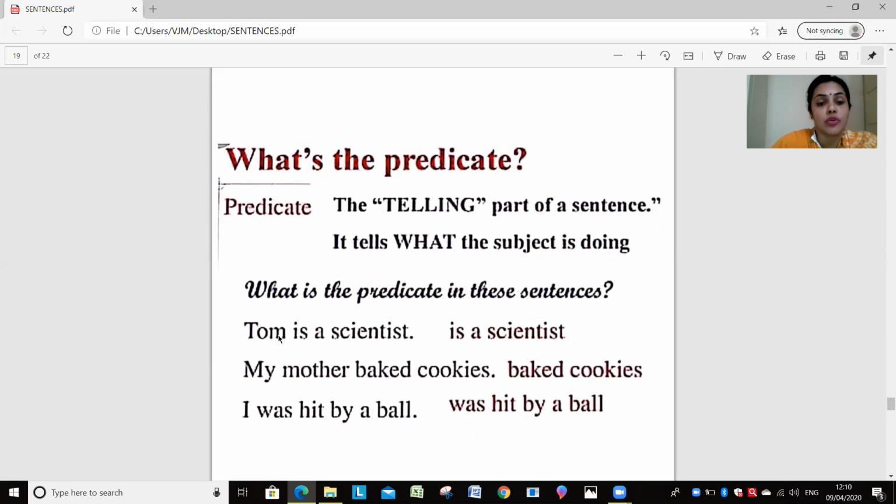Now, Tom, my mother, and I become the subject, because Tom is who we are talking about, we are talking about my mother, we are talking about I. So Tom, my mother, and I become the subject. Then the predicate becomes: is a scientist, baked cookies, and for the last sentence, was hit by a ball. This way we come to know that subjects are who or what, and the predicate is the telling part.